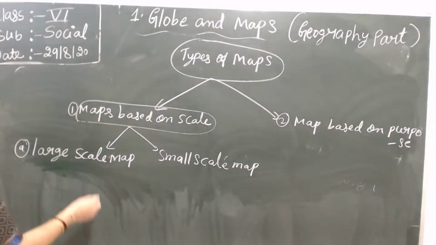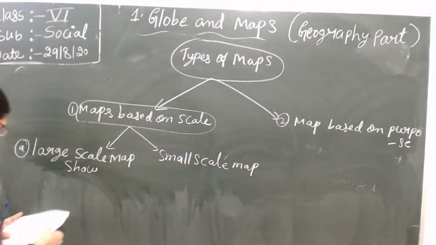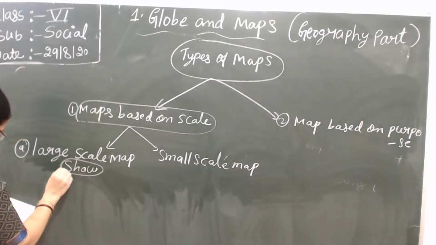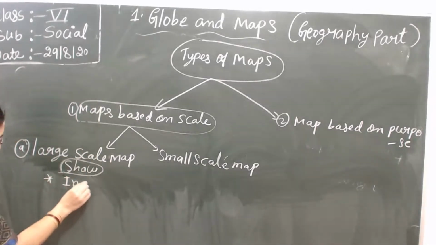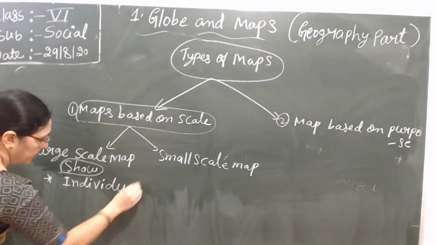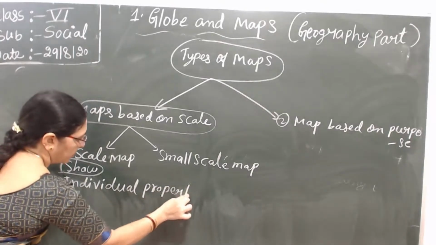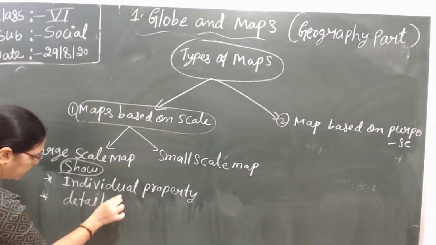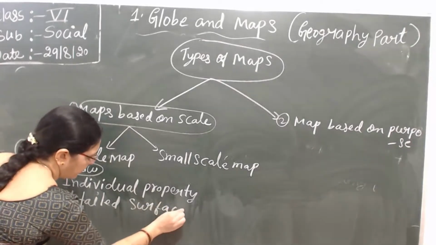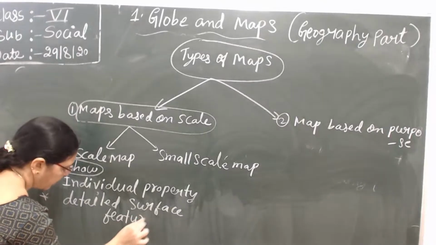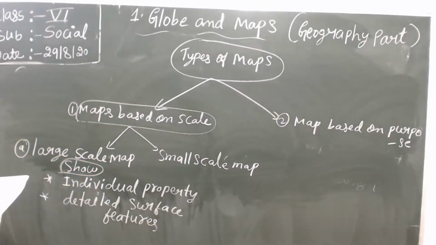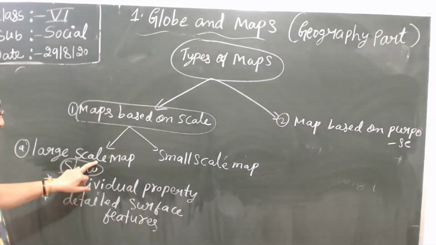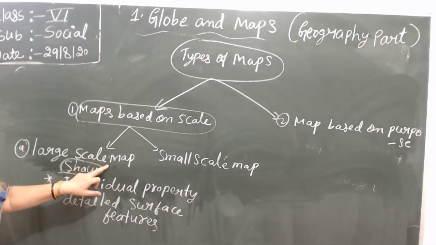So a large scale map shows individual property and detailed surface features. This large scale map represents small areas.